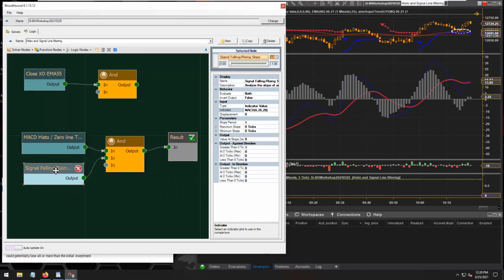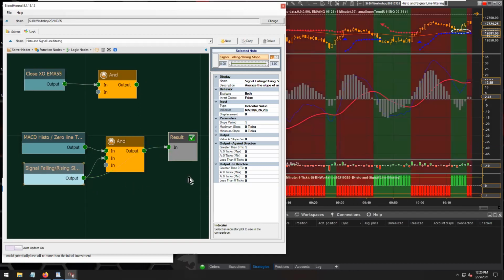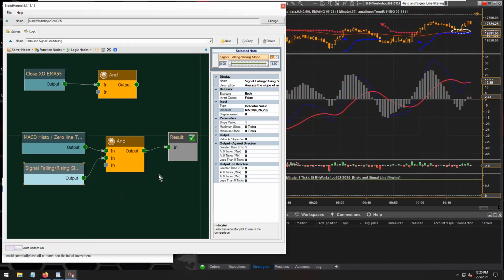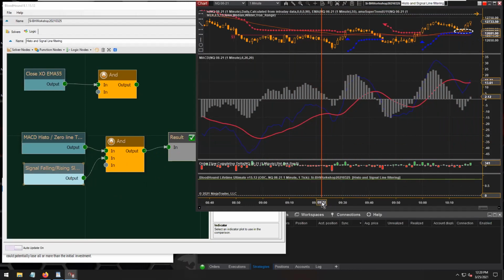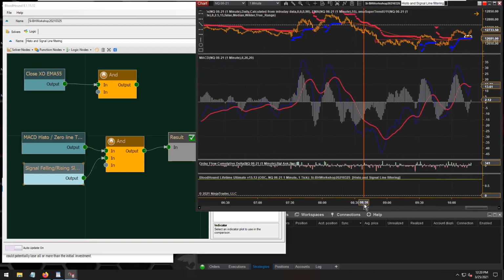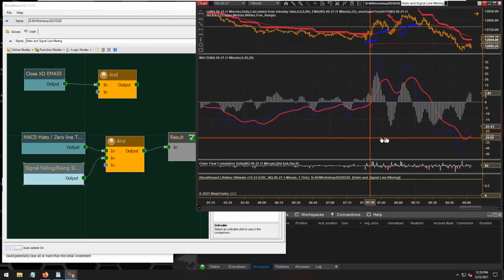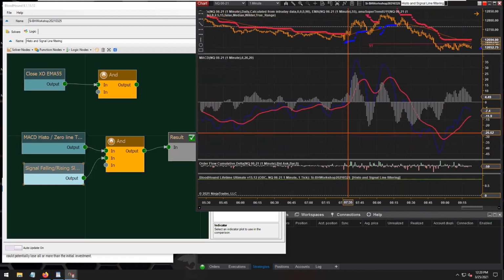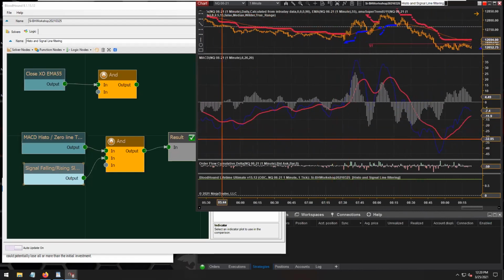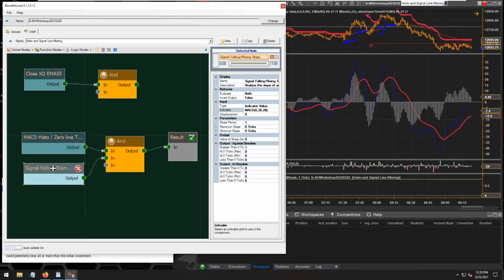Let's see here. I guess not. No. Yeah, it doesn't look like I'm going to be able to get the MACD to make that inverse relationship. But, yeah, this is how you would do that.